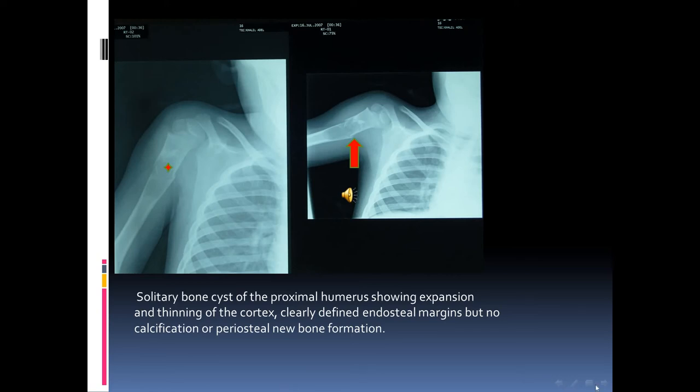Plain X-ray of the right humerus taken for a child. You can see a well-defined osteolytic or low-dense lesion in the metaphysis of the right humerus with very mild expansion and an associated pathological fracture. The cortex on both sides is not continuous, and the lesion is well-defined, showing thin endosteal margins, no calcification, and no periosteal reaction.